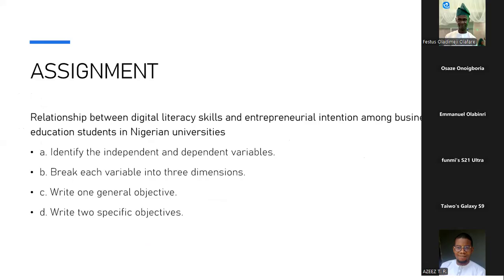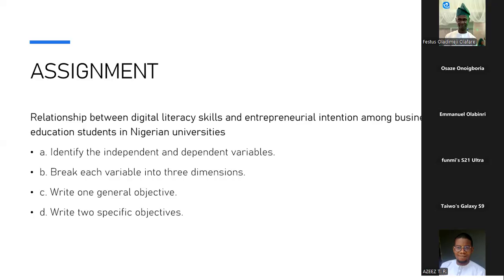For those in business education, do it like that. For those in EduTech, use it as relationship between digital literacy skills and entrepreneurial intention among technology education students in Nigeria, or among educational technology students in Nigerian universities, so that all of us will work in our own field of study.